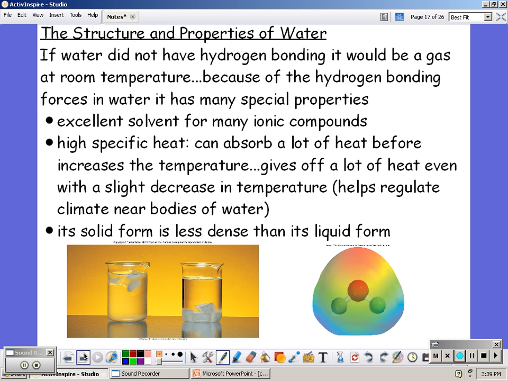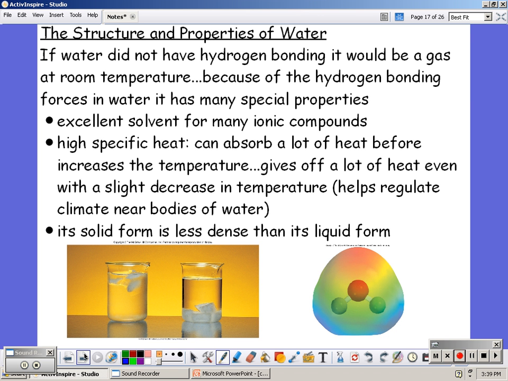It has a high specific heat, so it can absorb a lot of heat before the temperature of the water actually increases, which is why it takes a while for our swimming pools to become warm in the summer. It also gives off a lot of heat even with a slight decrease in temperature. So in the wintertime, areas around lakes tend to be a little bit warmer because the water is releasing energy as it freezes. So it helps regulate climate near bodies of water. Water would also absorb some of the energy from the sun during a hot day, so it would feel cooler to us near the water because we're not absorbing that amount of energy.